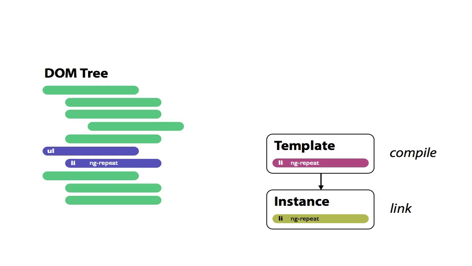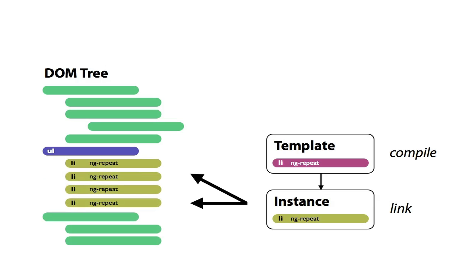The link step, which is present in almost every directive, is where you do most of the real business of your directive, like attaching event handlers, because it's given an instance of the template from the compile step, a real element that's present on the page.